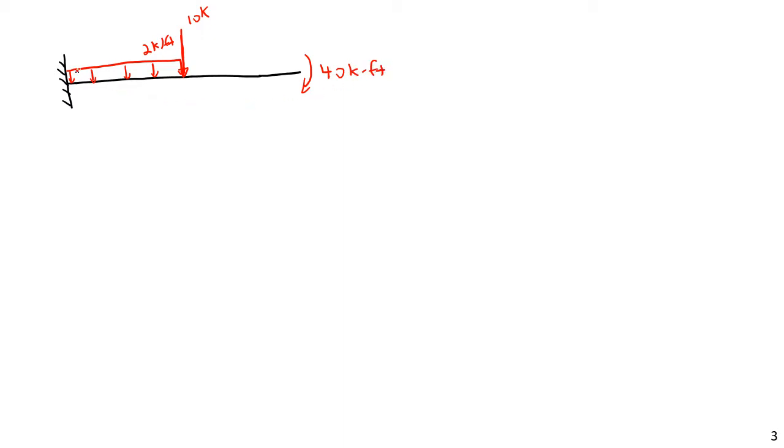And then reactions at A, MA will be equal to 136 kip-feet, and AY, the vertical reaction force at A, will be equal to 22 kips.